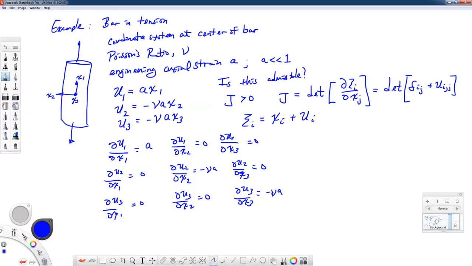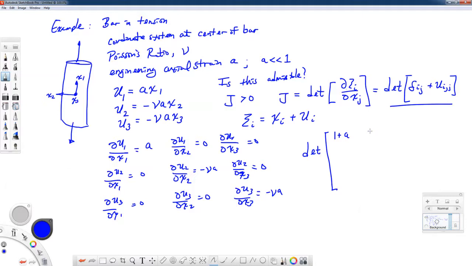Alright, now that we have these partial derivatives, let's go through and list the matrix for this expression right here. And again, remember, it's got the Kronecker delta in it. So we're going to do the determinant of a matrix formed by Kronecker delta 1,1, which is 1, plus the partial derivative of u1 with respect to x1, which is a.